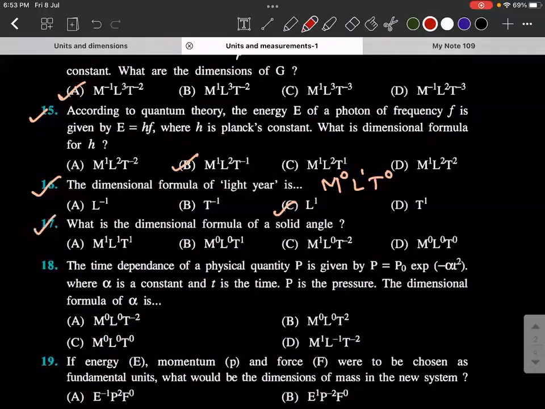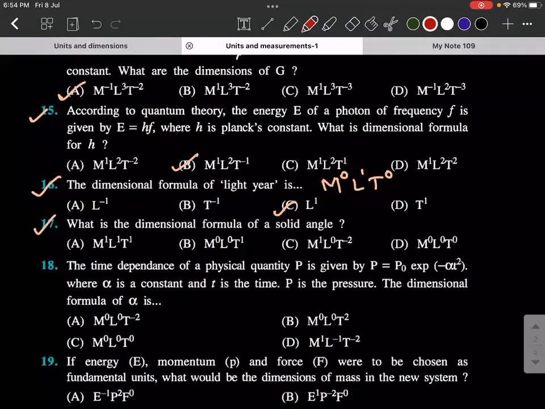17th. What is the dimensional formula of a solid angle? In dimensional analysis, I told you one point. You cannot find the equation for physical quantities which are dependent on trigonometric values. So sine of, if you take an angle, generally you will get a value. So angle, you know there are two angles. What are they?